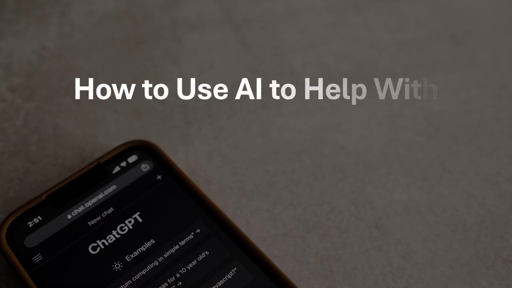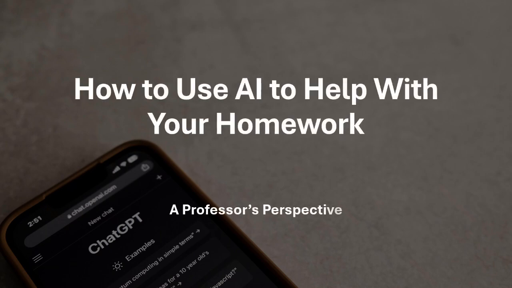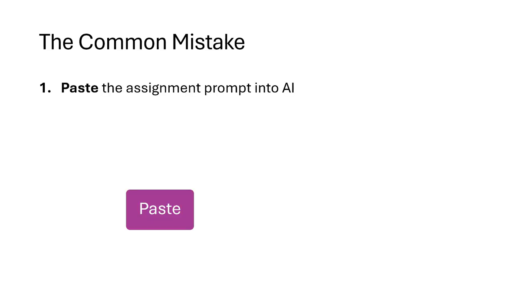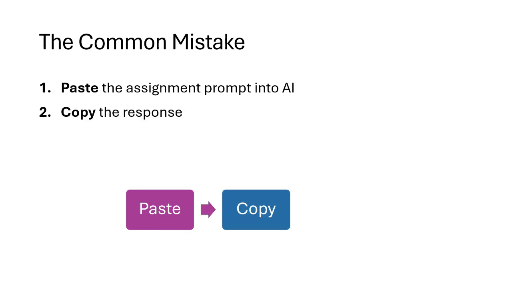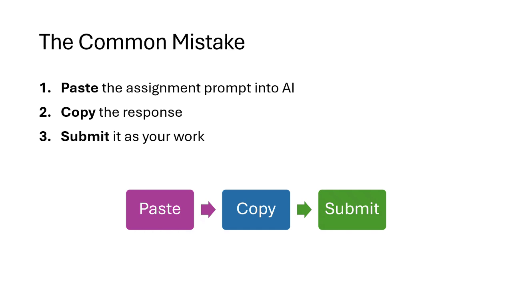AI tools like ChatGPT are becoming part of how students learn, but how you use them really matters. In this video, I want to show you how to use AI to help with your homework in a way that helps you learn, not just complete assignments. The most common mistake students make is simply pasting their assignment prompt directly into AI, copying the output, and submitting it as their work, all without checking for accuracy.